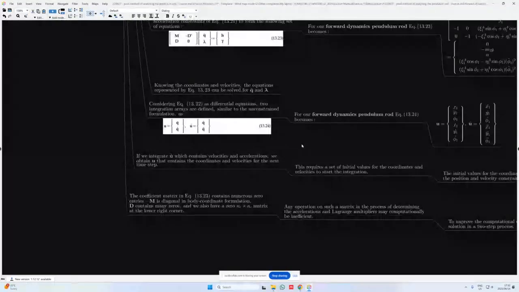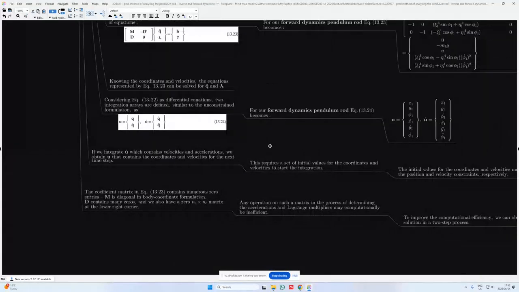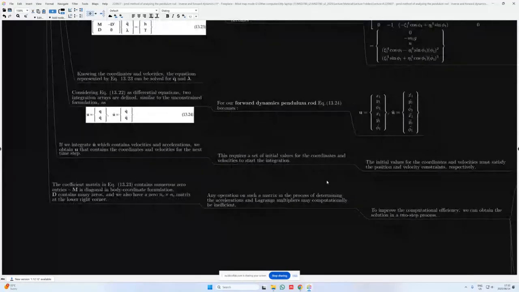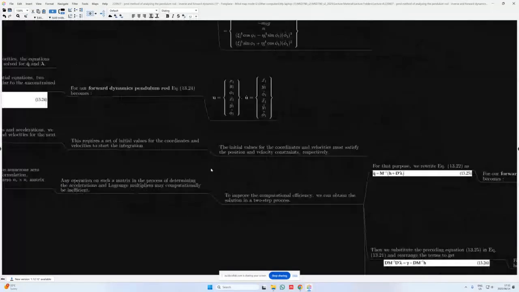If we integrate u dot, which contains the velocities and accelerations, we once again obtain u that contains the coordinates and the velocities for the next time step. So once again, an iteration that we need to perform over here. And this requires a set of initial values for the coordinates and the velocities to start the integration. The initial values for the coordinates and velocities must satisfy the position and velocity constraints respectively.